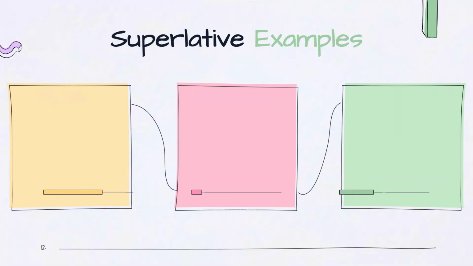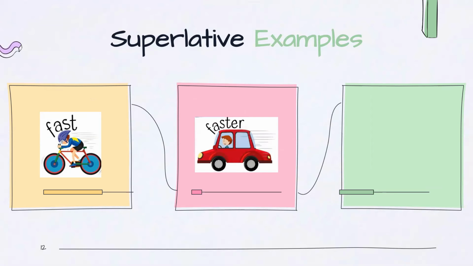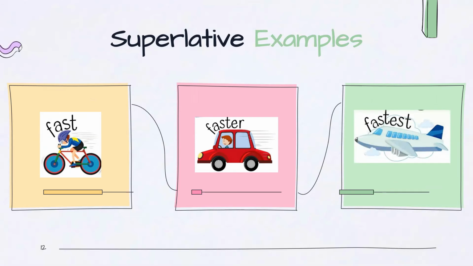Let's look at the next one. Here we have fast. The bicycle goes fast. The comparative, the car goes faster than the bicycle. And the superlative form is the fastest. Now we are going to use it in a sentence. The airplane is the fastest way to travel. The fastest is the superlative form.